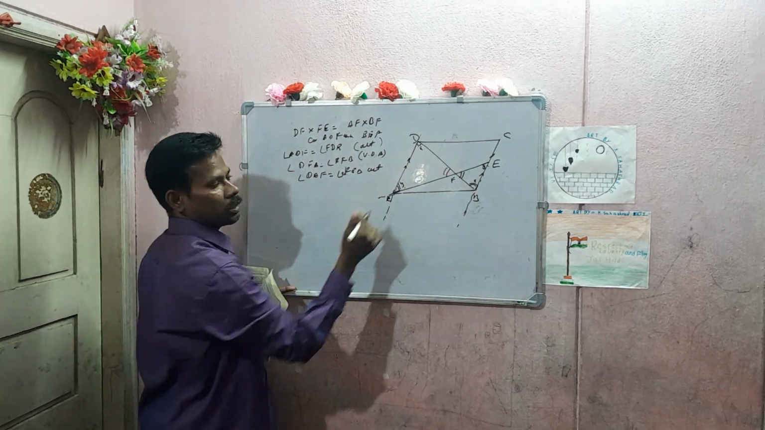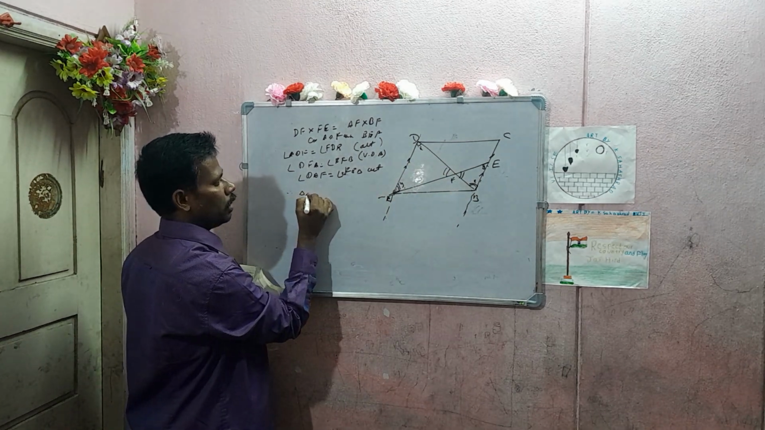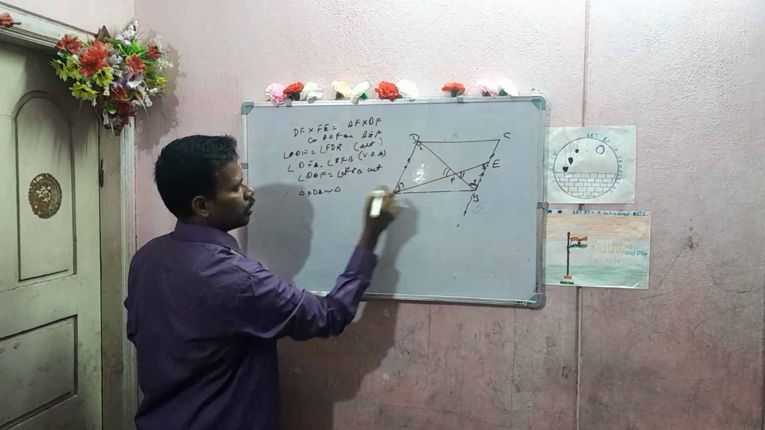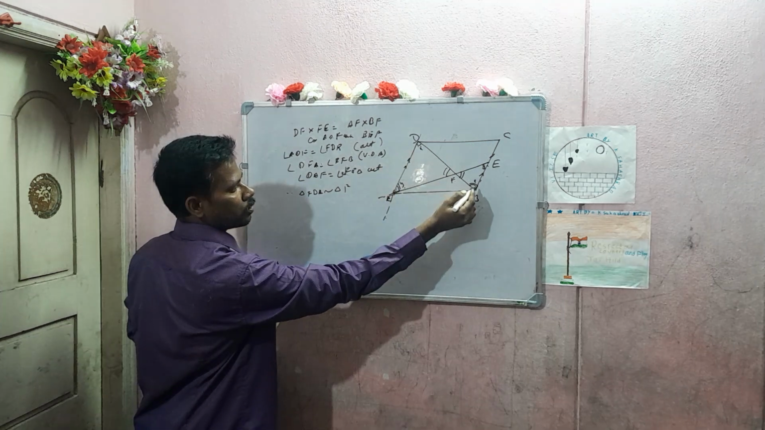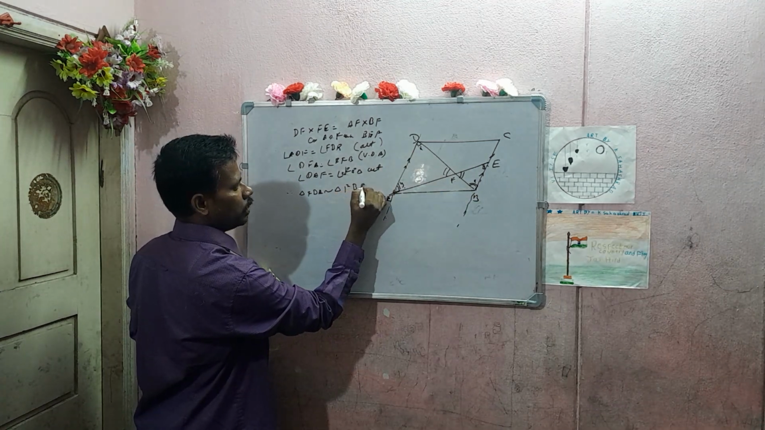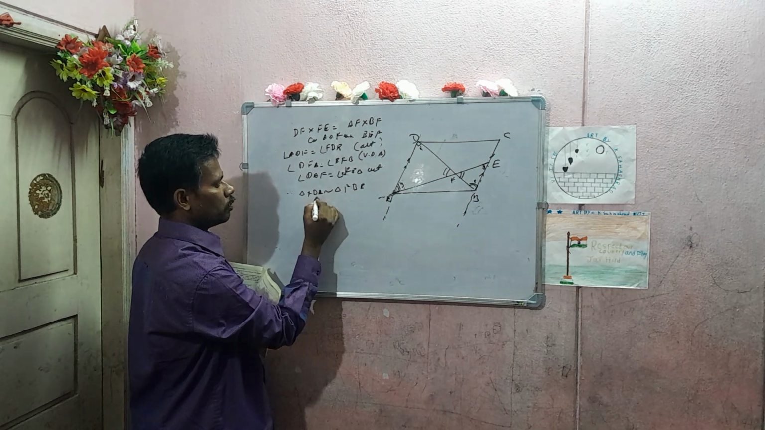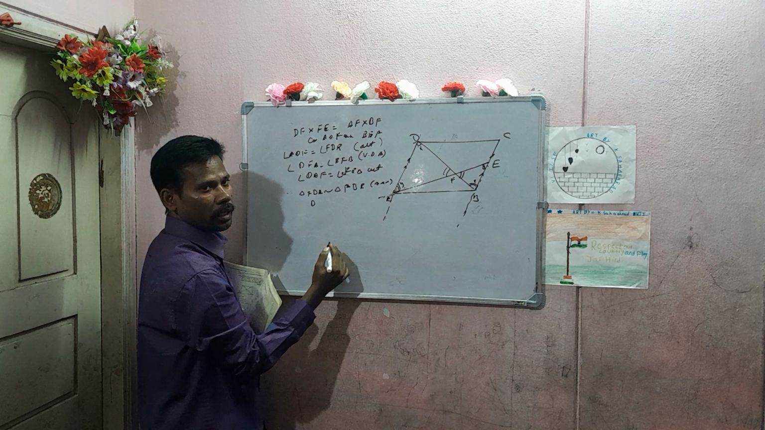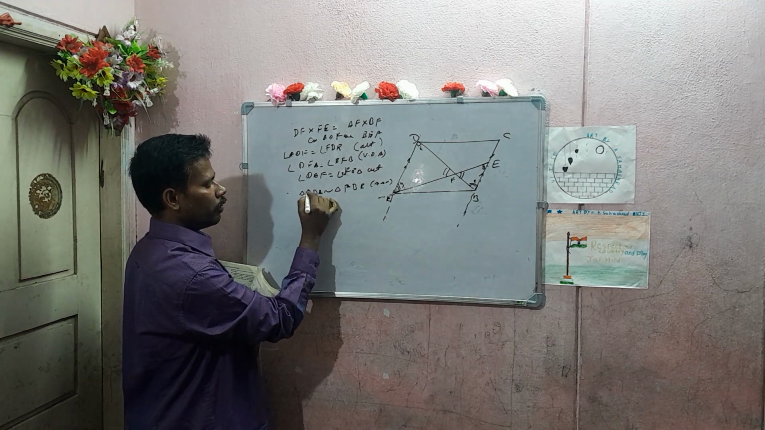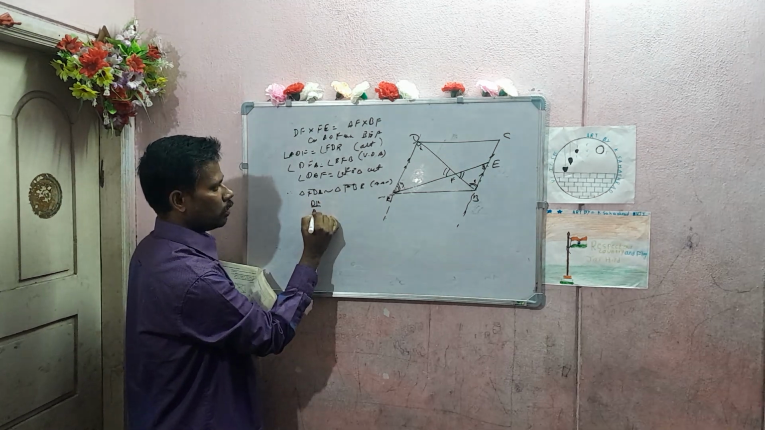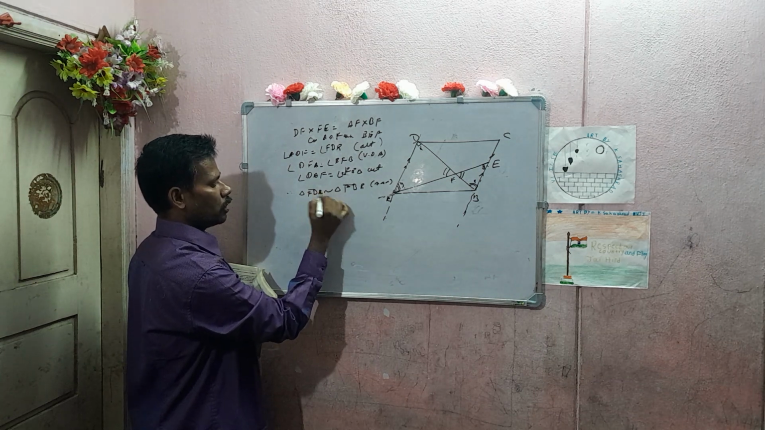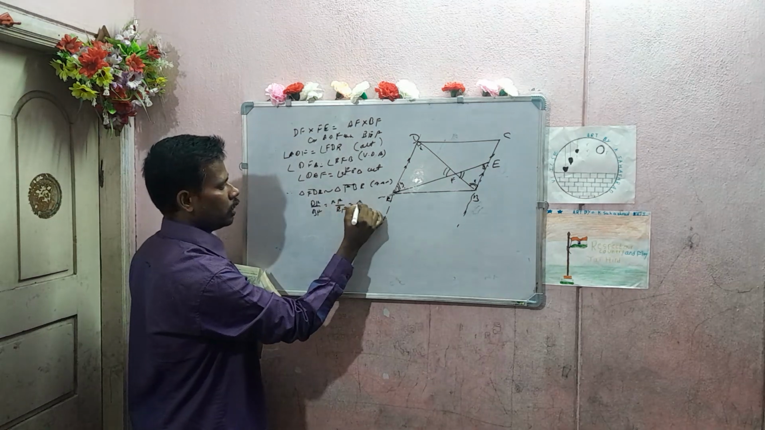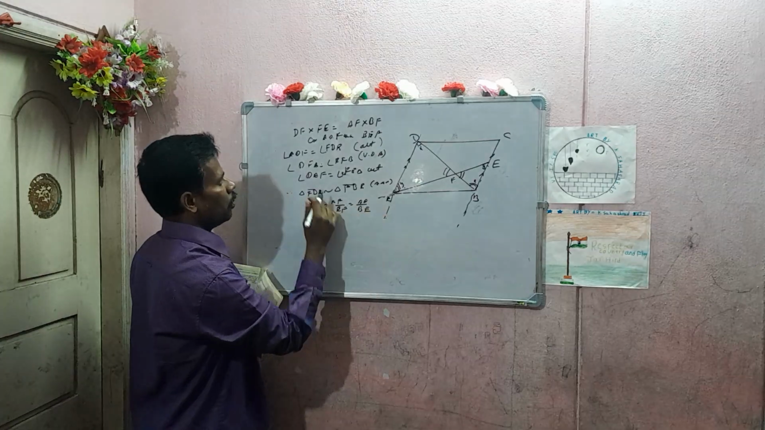Therefore, these two triangles are similar. Therefore, triangle FDA is similar to triangle FBE, where the letters should coincide: F with F, D with B. Take the ratio of corresponding sides by angle similarity. Therefore, DF by BF is equal to AF by EF is equal to AD by BE.